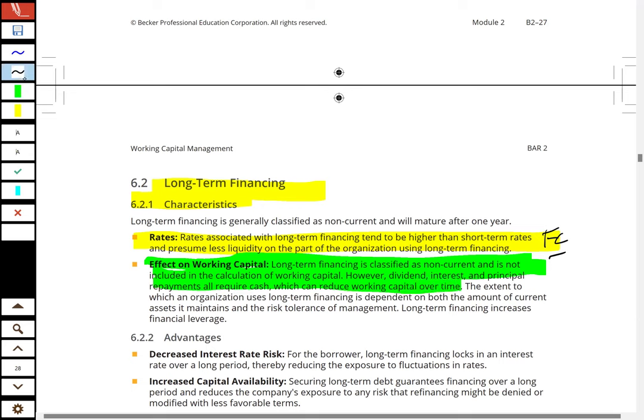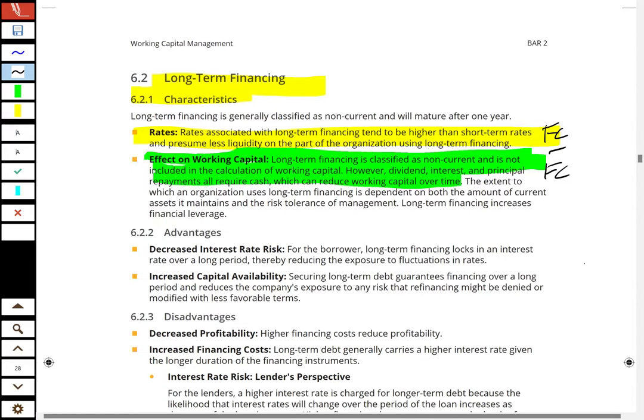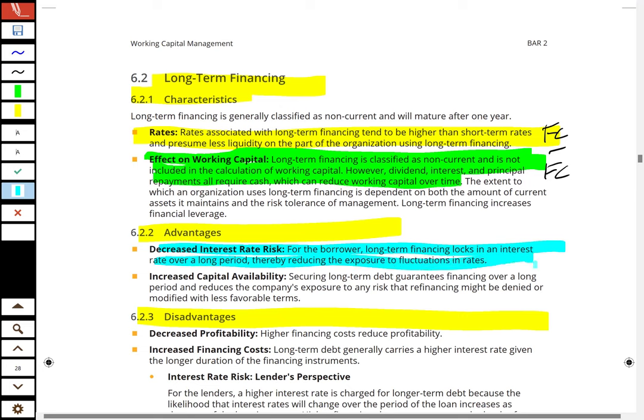So the immediate effect is not that bad, but over time, as you start making interest payments and whatnot, right? Now, the advantage, disadvantage, let's flashcard that. And again, remember, we're talking about long-term now, and it's going to be a mirror image of what we said for the short-term. For the borrower, long-term financing locks in investment rate over a longer period, thereby reducing exposure to fluctuation and increased capital availability.